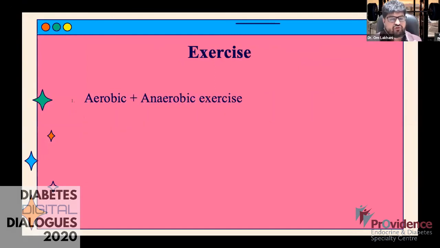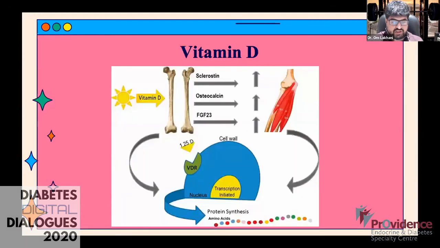If you want to look at exercise, aerobic and anaerobic. Again, if you can see my virtual background, a gym, right? Even your elderly patients need to go to the gym and increase their muscle mass. It's not just aerobic exercises. You have to do both. You have to do strength training also. Of course, make sure that your patient is not injured.